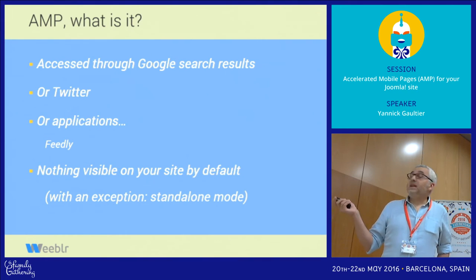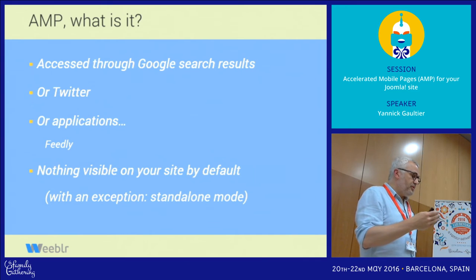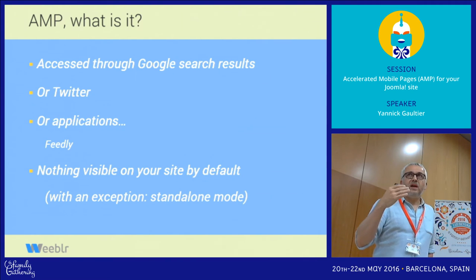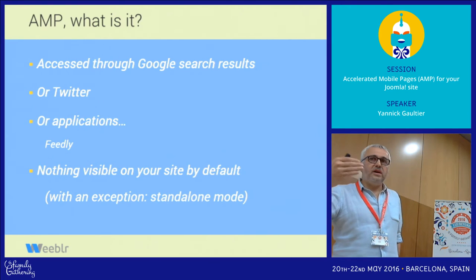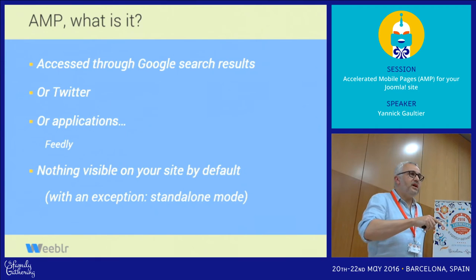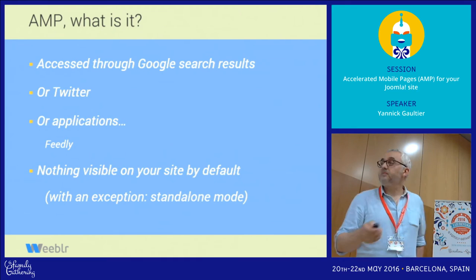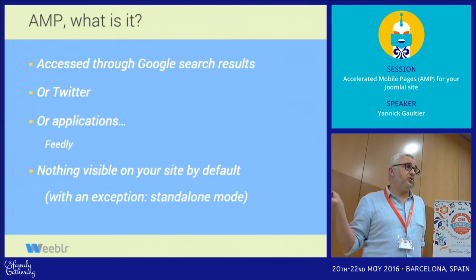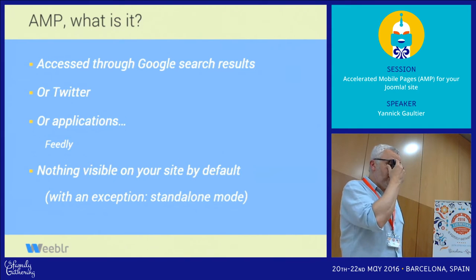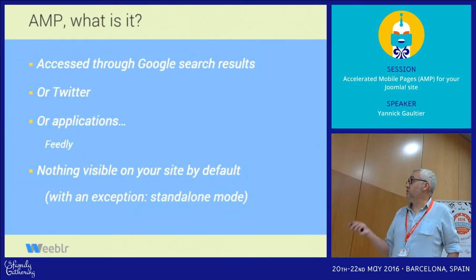They will also access it from Twitter, because Twitter was a partner in the project. For the last few months, if you share a page of your site on Twitter, and there is an AMP version for that page, then Twitter knows about it, and when you click on the link, they will send people to the AMP version. The reason for them is because it's much faster to display. There are other applications that start to do that, like Feedly, which is a nice mobile phone application, which I use to aggregate RSS feeds. If you don't use it, it's nice.